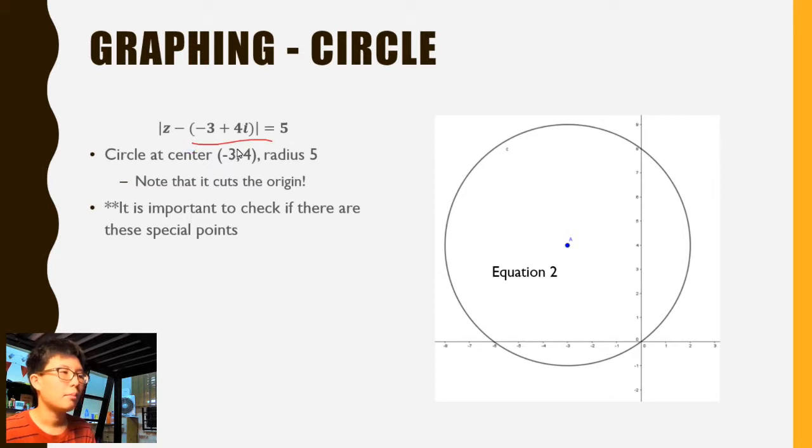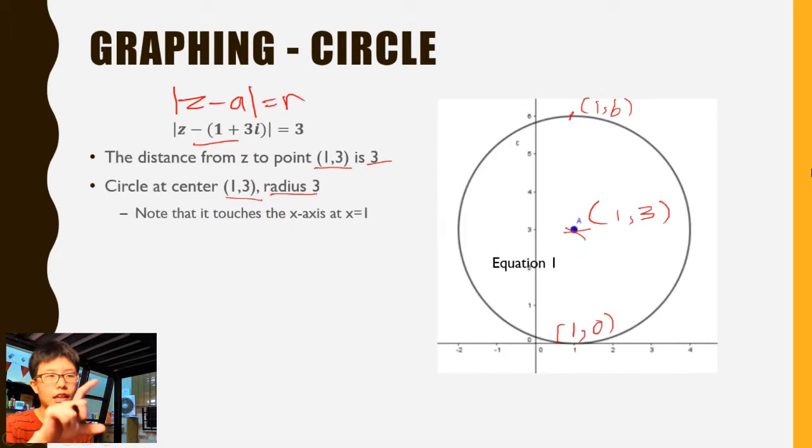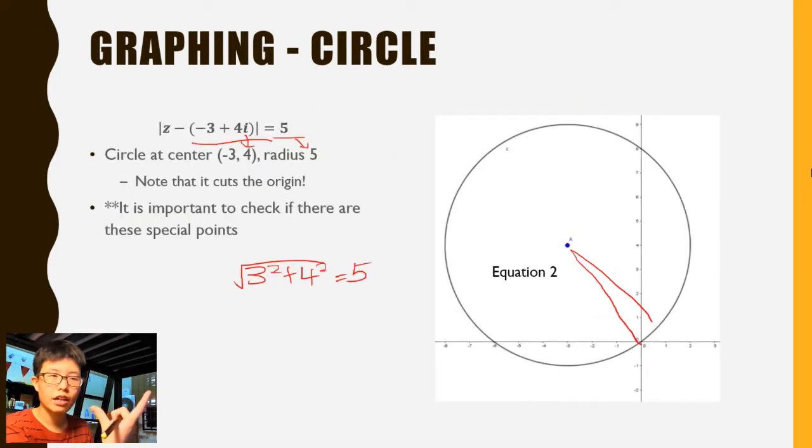Another example of little things that you need to be careful of is like this. As you can see, this is -3 and +4, and the radius is 5. You should know by now that the square root of 3 squared plus 4 squared actually gives you 5. What that means is that if you draw a diagonal line towards the origin, it should cut the origin. So it is important to check if there are these special points. Usually it is if they cut one of the vertical or horizontal axes, because the center and the radius coordinates match, or you have to check if diagonally it is going to cut the origin. Generally these are something that I'll watch out for, an important thing to take note of.